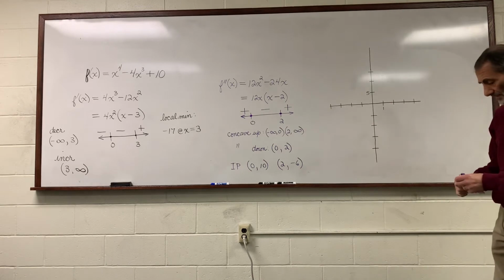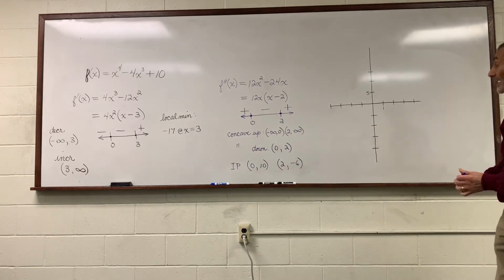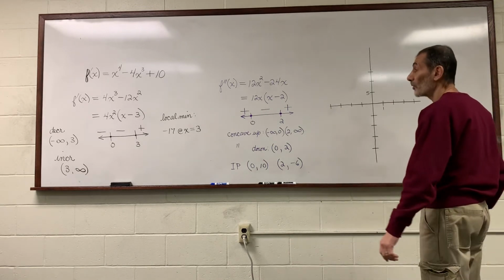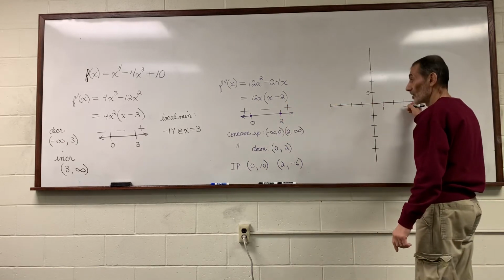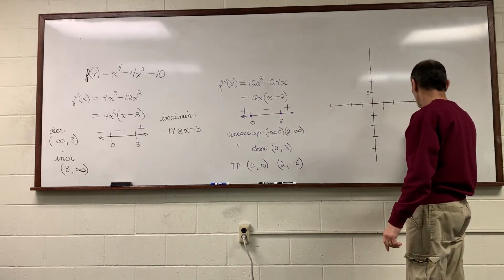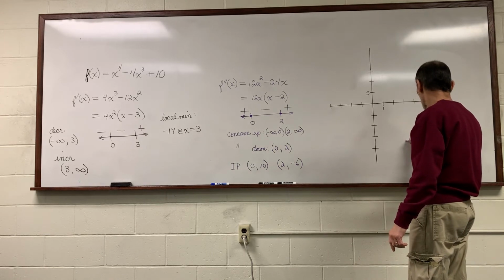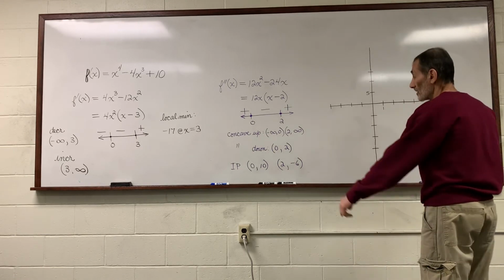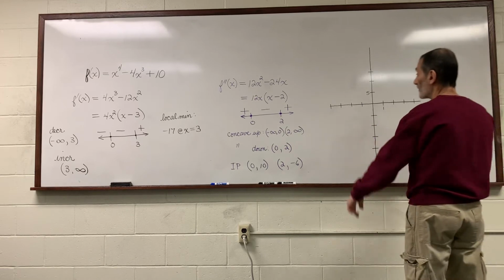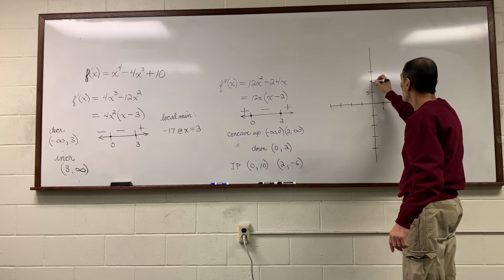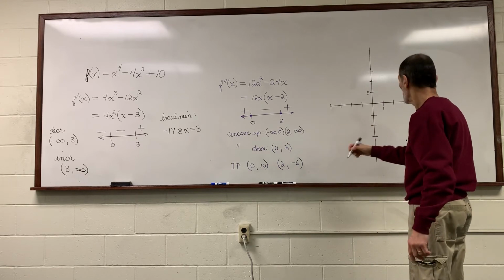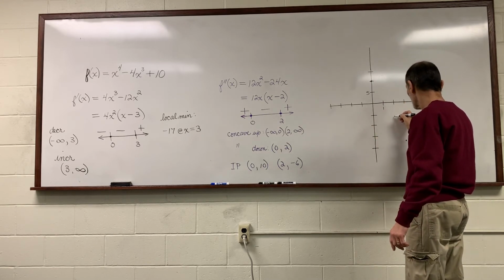Okay, now let's just look at the data we have. We know that we have a local minimum. When x is 3, y is negative 17, about there. We have 2 points of inflection, one of which is also a y-intercept. 0, 10, 2, negative 6.